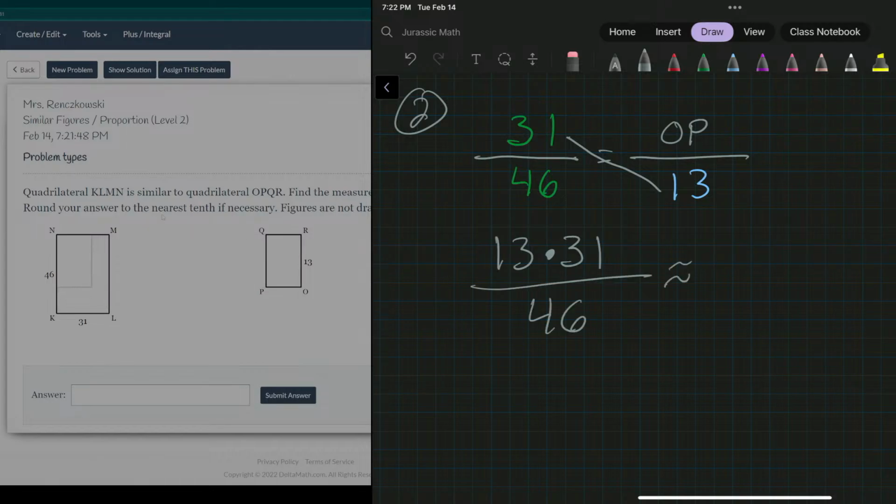And it says round to the nearest tenth. So this is literally calculator work. 13 times 31 equals, divided by 46. I get 8.76. Oh, round to the nearest tenth. 6 rounds up. So that'll be an 8.8.